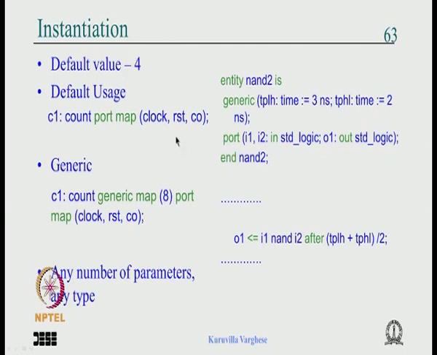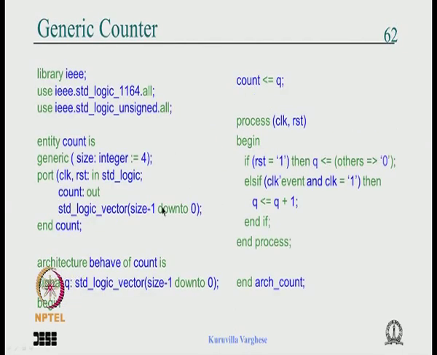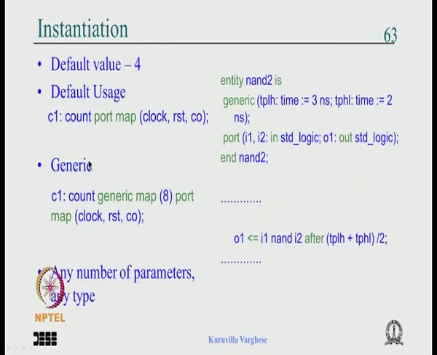Now suppose you want this to be an 8 bit counter. The port is mapped from formal to actual, and we do a generic map. Formal was the constant size and the size is mapped to 8. So a label count generic map 8 and port map clock reset the CO. Mind you, in the generic you can have any number of parameters.